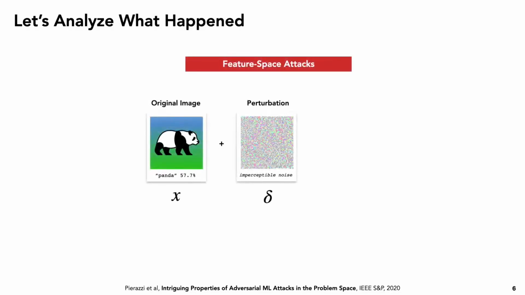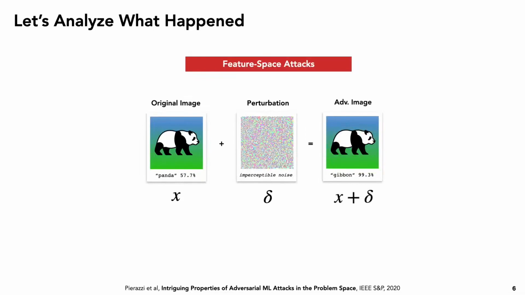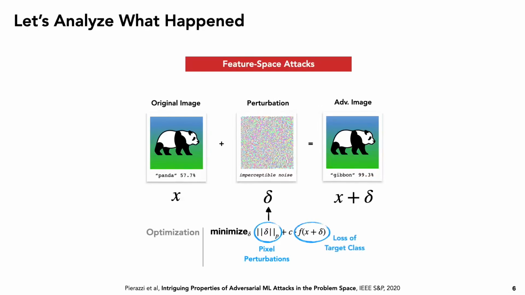So let's talk about what happened a little bit more formally. Let's first consider traditional feature space attacks. In these attacks, you have an original image with feature vector x, you apply perturbation delta to that image, and obtain an adversarial image with feature vector x plus delta. To find this perturbation, you usually solve an optimization function by minimizing the sum of the pixel perturbation to keep the image realistic, and the loss of the target class so that the image is misclassified as that class.